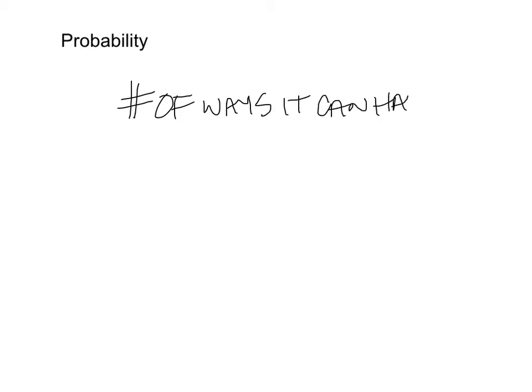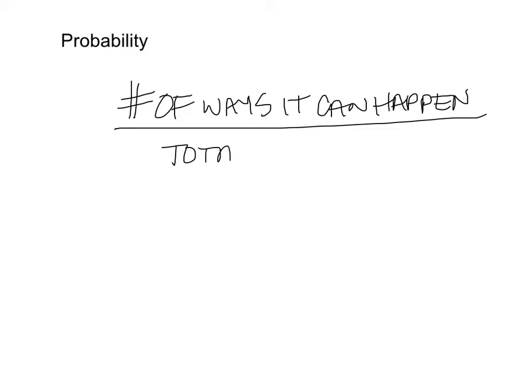Probability is something that's used a lot in everyday life, and you've probably seen it and experienced it all the time. The probability of something happening is a ratio. So it's the ratio of the number of ways it can happen, the thing you want to happen, over the total number of outcomes.